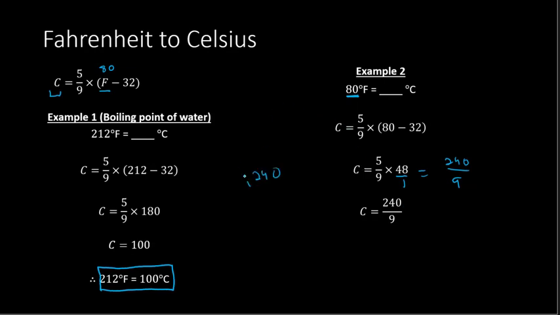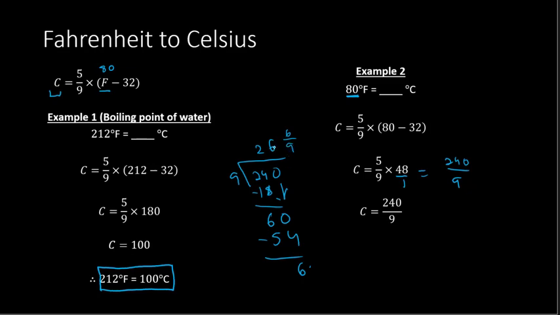If you do that, you're going to get 2. 9 goes into 24 two times. 2 times 9 is 18. Subtract, we get 6. Bring down the 0 and repeat. 9 goes into 60 6 times. 6 times 9 is 54. Subtract, we get 6. And you could just write this with the remainder. The remainder is a fraction, so 6 over the 9.